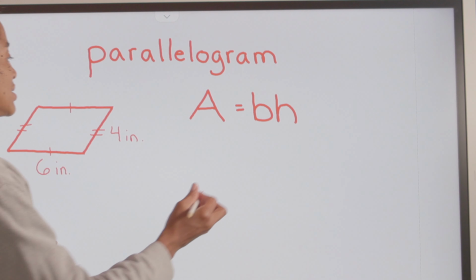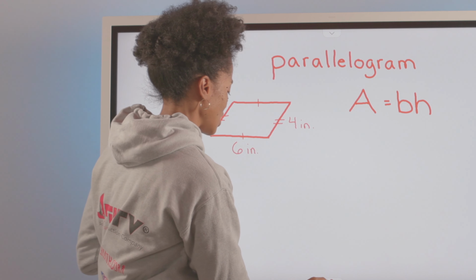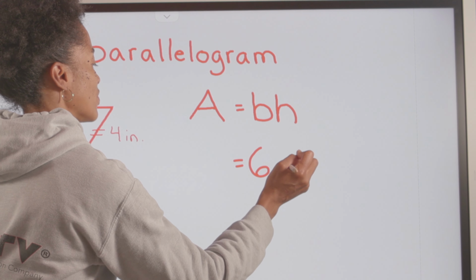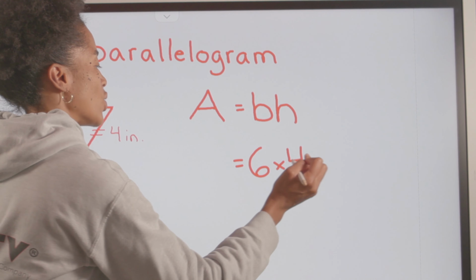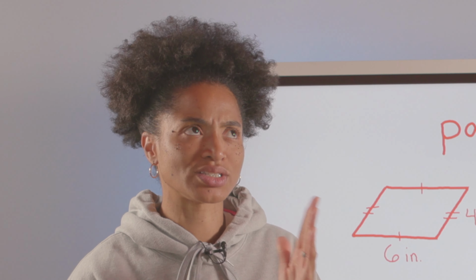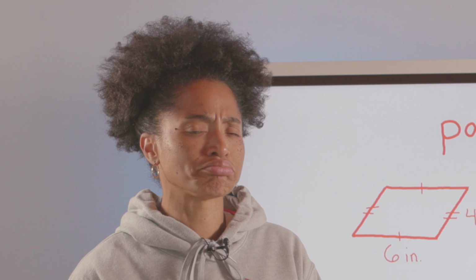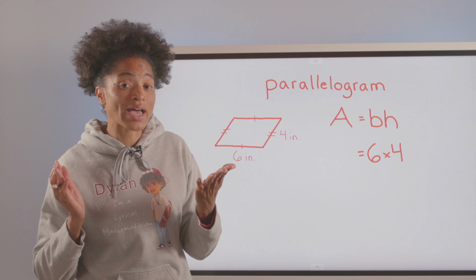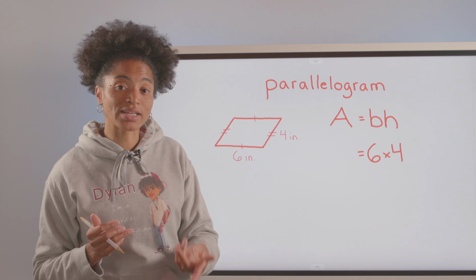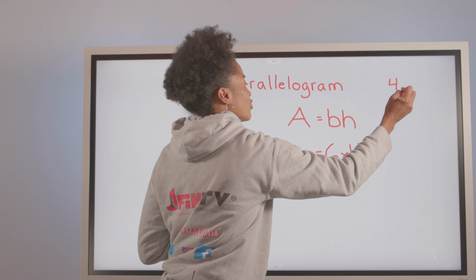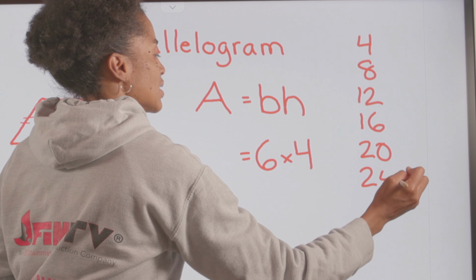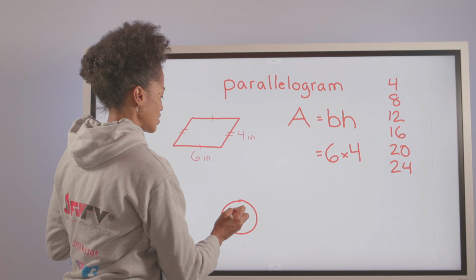So we want to take the base, B, and replace it with 6. And we want to take the height, H, and replace it with 4. So we have 6 times 4, which equals, let's think of this as 6 groups of 4. If you have your times tables memorized, you know what it is. But even if you don't, we can figure it out. We can just keep adding 4, 6 times. We get 24.